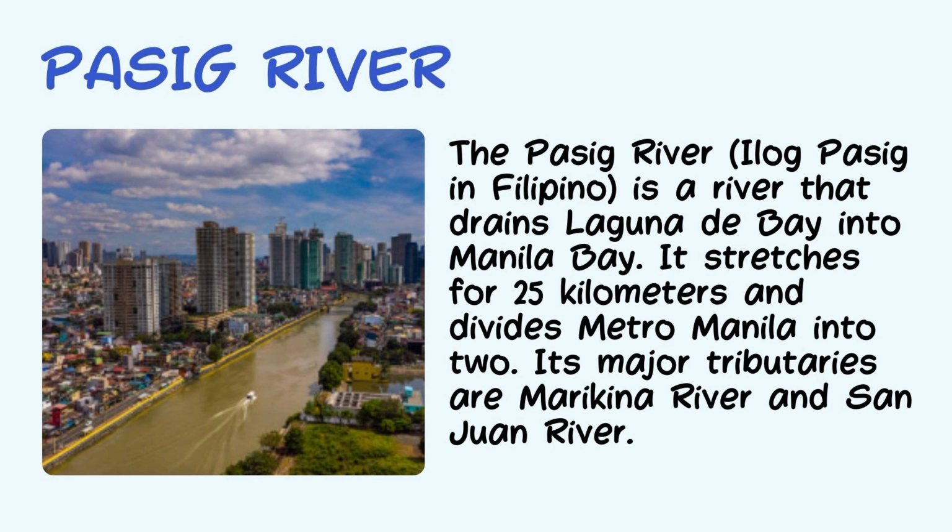Pasig River. The Pasig River, or Ilog Pasig in Filipino, is a river that drains Laguna de Bay into Manila Bay. It stretches for 25 kilometers and divides Metro Manila into two. Its major tributaries are Marikina River and San Juan River. The Pasig River used to be an important transport route in Spanish Manila. However, due to negligence and industrial development, the river has become very polluted, and according to ecologists, this river is considered dead, not able to sustain life.